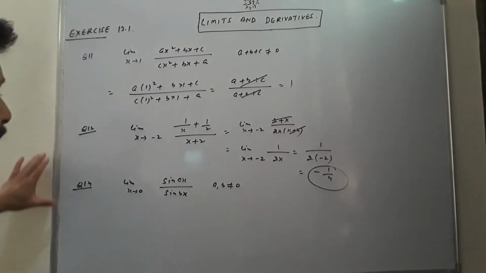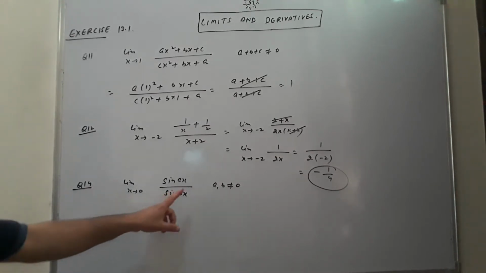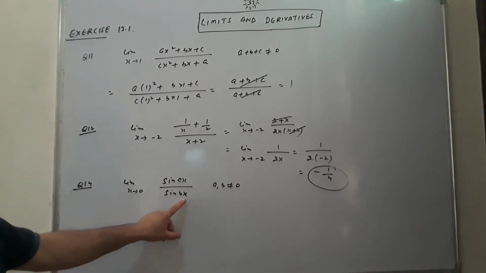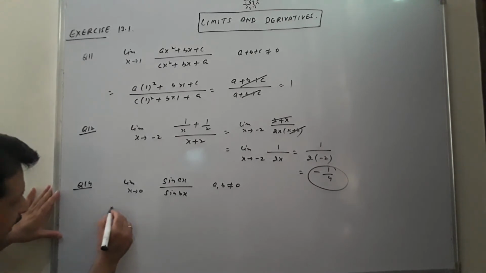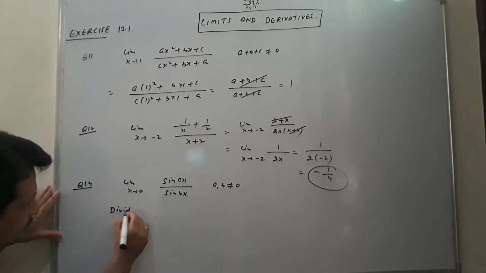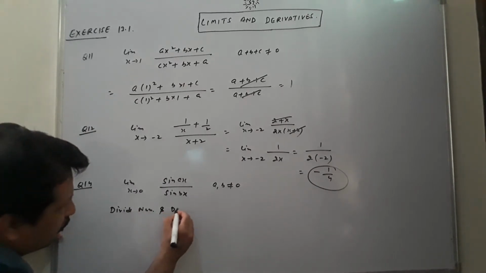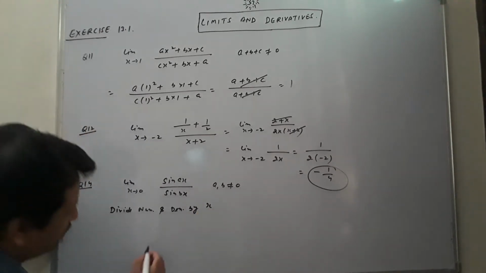So let us see what we will do in such types of questions. If I directly put x equal to 0 here, it will come as sine 0, and it will also come as sine 0. It will make the 0 by 0 form, students. So that is not okay, we have to make some change there. So what we are doing is dividing numerator and denominator by x. So what will you get?